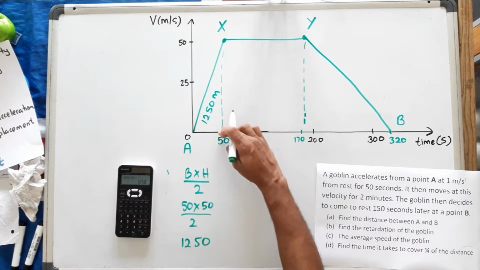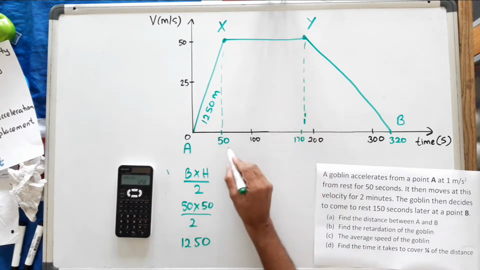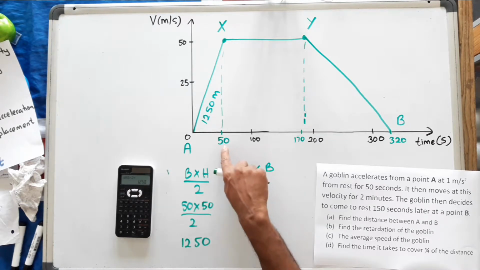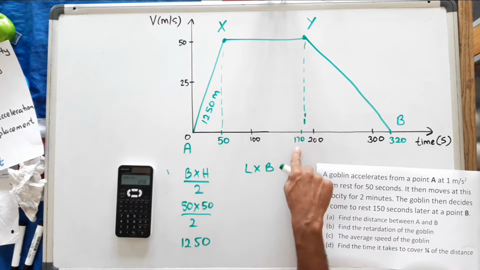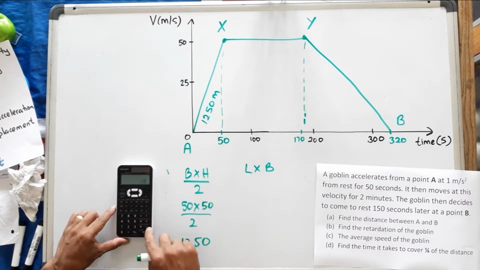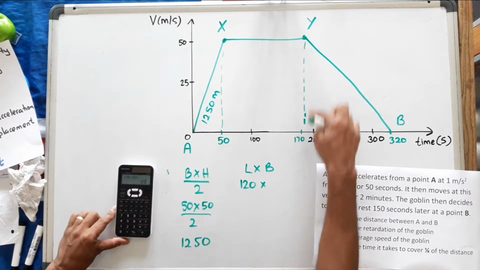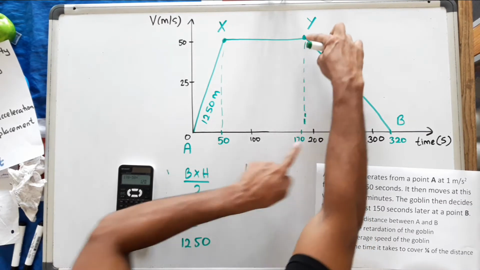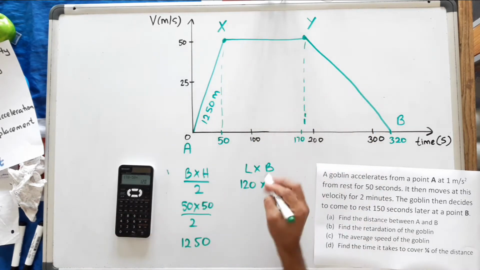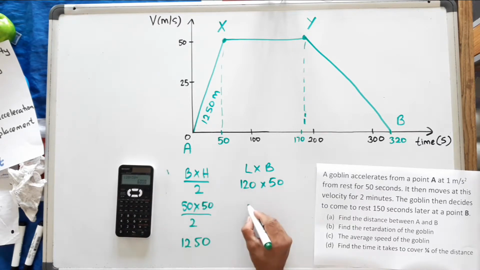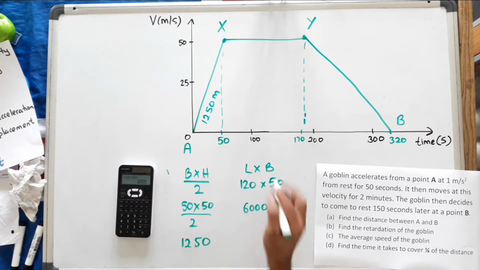Let's find the area of this rectangle. Remember, the area of a rectangle is length by breadth. The rectangle starts at 50 and ends at 170, so it's 170 minus 50. That's the length. And the breadth, from here to here, is 50. You've seen it? 50. Let's multiply. 120 multiplied by 50 is 6,000 meters.